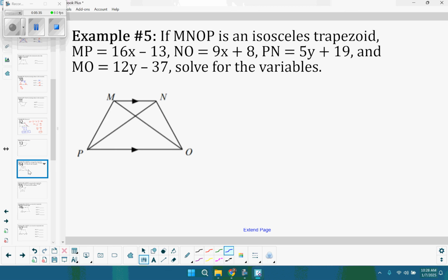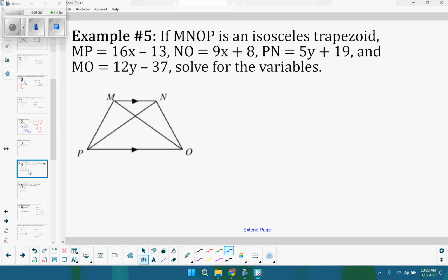For example 5, they're telling me it's an isosceles trapezoid. I'm going to take this one piece at a time. MP is given to me here. NO is given to me here. These are the legs of the trapezoid, so that means they are congruent. So I'm going to set 16x minus 13 equal to 9x plus 8.